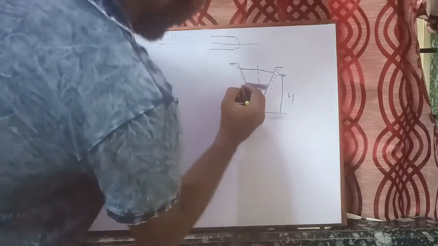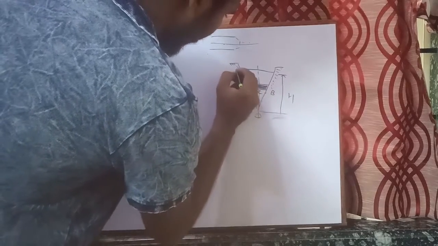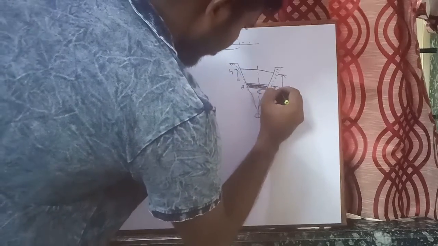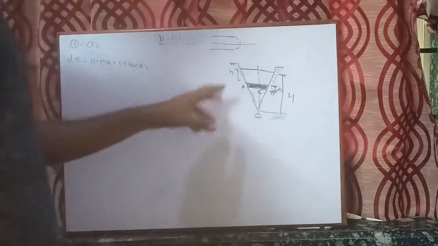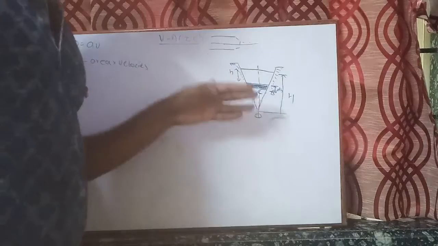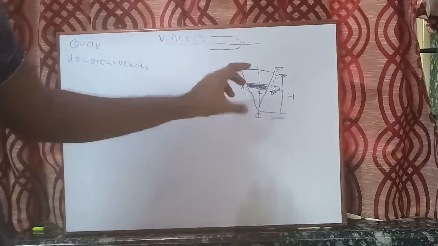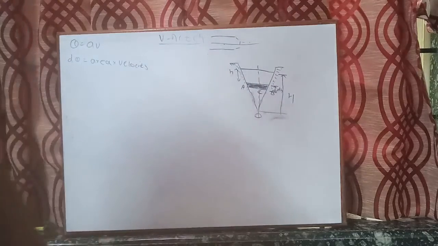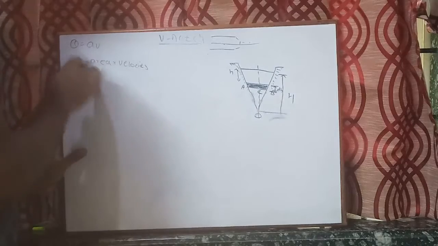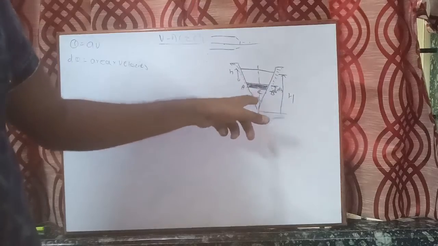Let's name this maybe A, B, C, and let's say this is height H on top, and this is dh. So that is dh, this is h, this is H. First we'll find how much water is flowing through this strip. Then we'll integrate from this point to that point. So first of all, dQ is equal to area into velocity. So we have to find the area of the strip.